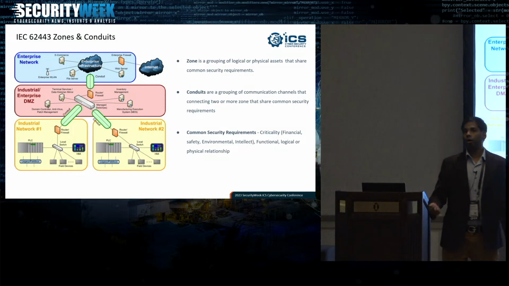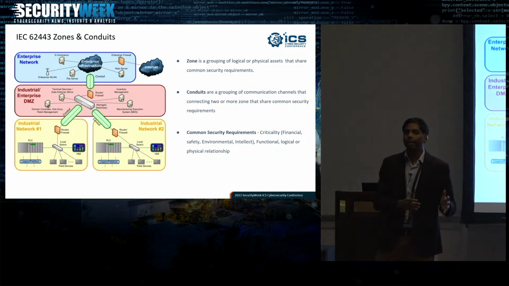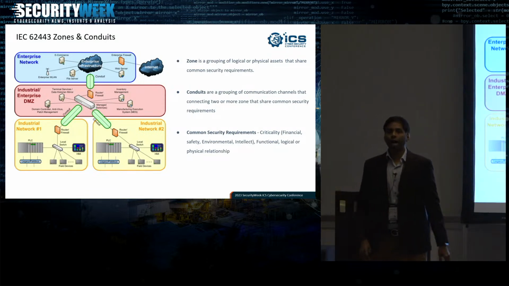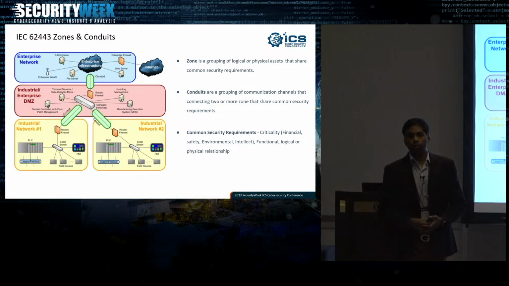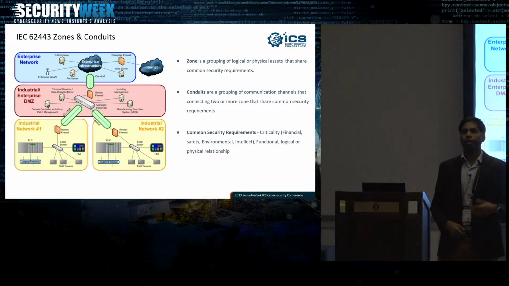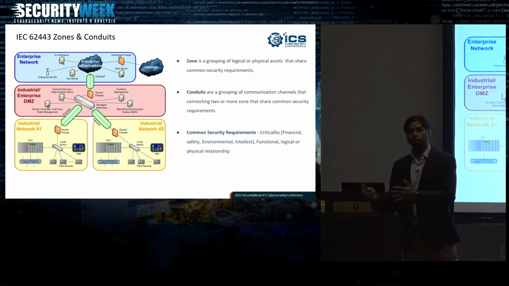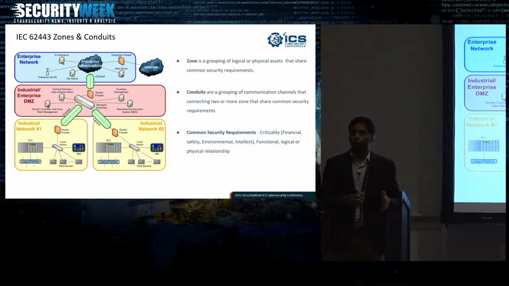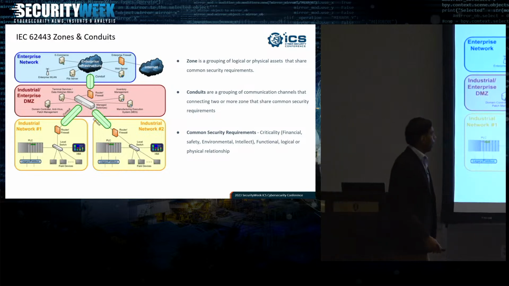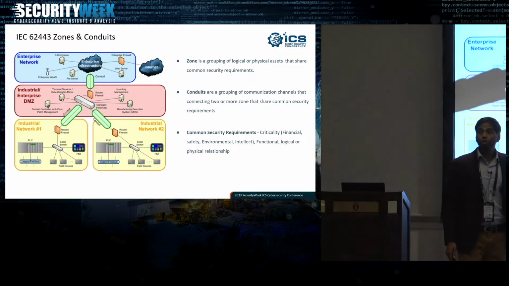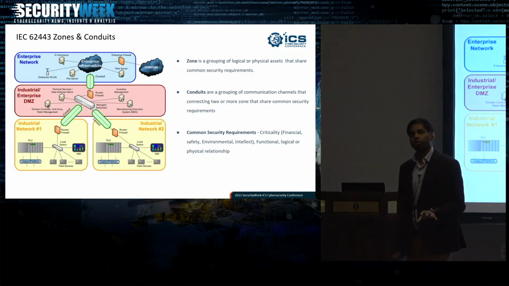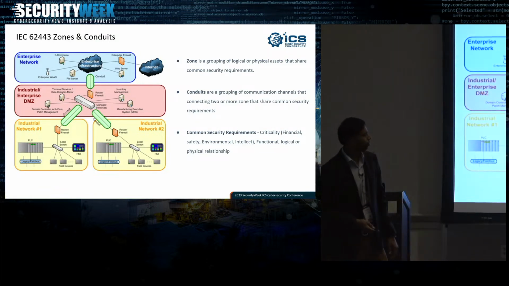And what is a conduit? Conduit is mainly any communication which happens between the zones, right? From zone 1 to zone 2, if there is some kind of communication happening, like what are the transactional flows which happen between zone 1 to zone 2, that's a conduit. And these are some of the things which IEC 62443 talks about to apply this true zero trust framework.